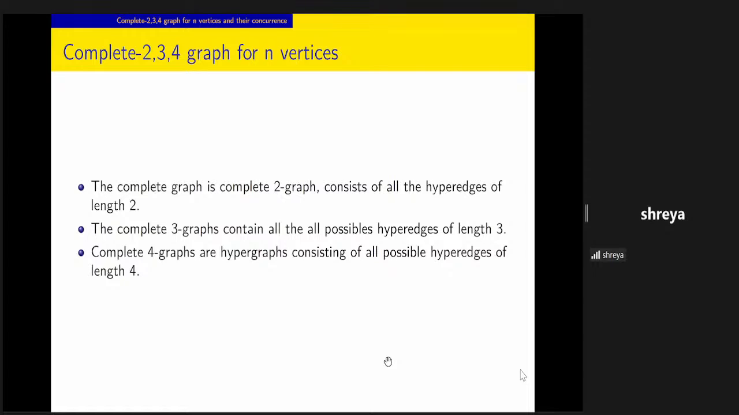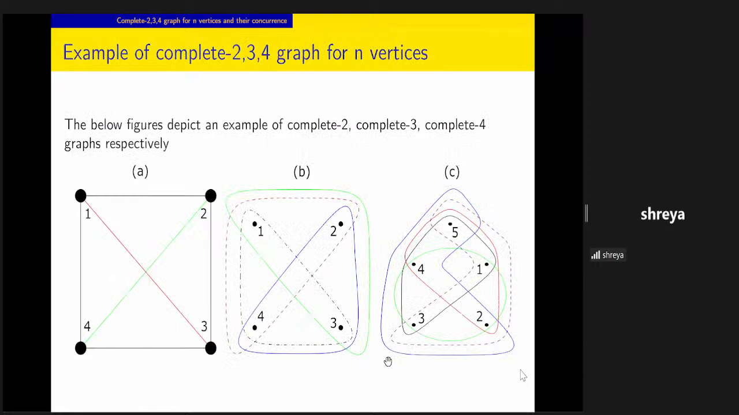Complete 3 similarly has all possible hyperedges of length 3, and complete 4 has edges of length 4. This is some typical structure. One example of complete 2, complete 3, and complete 4 graphs: this is for a 4-qubit system. This is also for a 4-qubit system, and this is for a 5-qubit system. I have given an example.